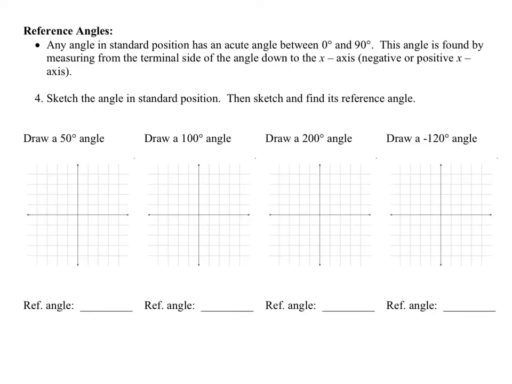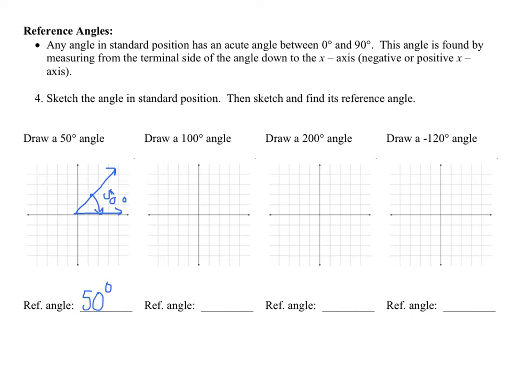Beautiful. Okay, so let's talk reference angles. First thing we're going to do is sketch the angle in standard position. So here I go, 50 degrees is about, I guess, about here. So then what I want to do is figure out how many degrees it takes for me to get back to the x-axis in the shortest number of degrees, or the smallest number of degrees. So, boom, 50 degrees. So the reference angle for 50 degrees is itself.